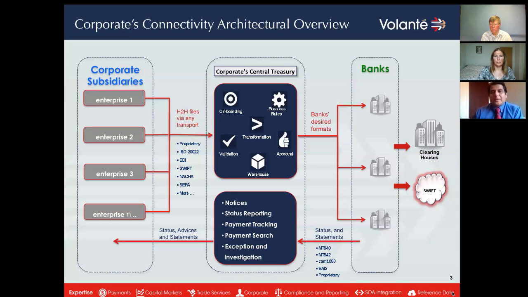Now, all these are rules which are set up, which will generate the appropriate alerts and notifications which Central Treasury can act on should they not receive those files. So there's a lot more intricacy that these business rules are now providing in this whole process. It's not just about transformation from the subsidiary format to the bank format.